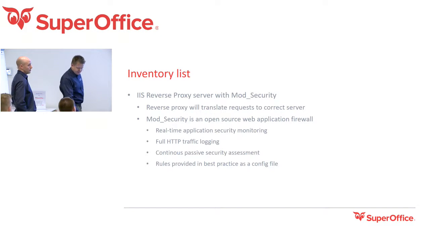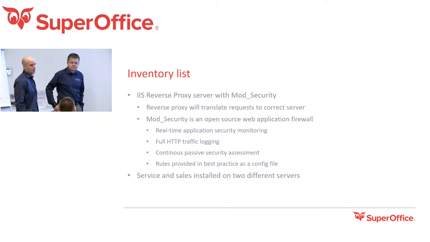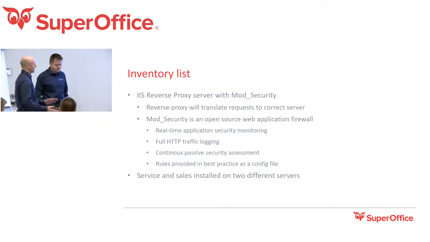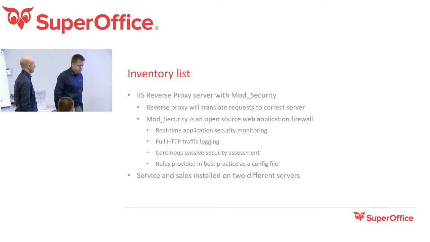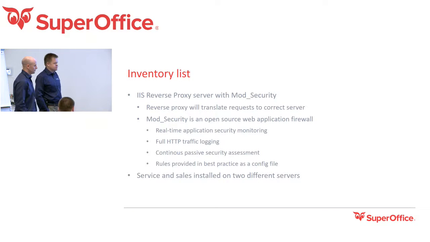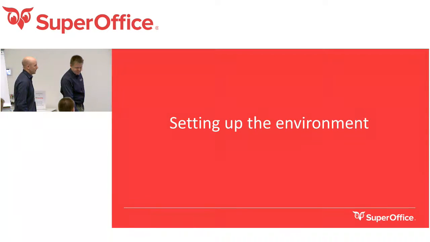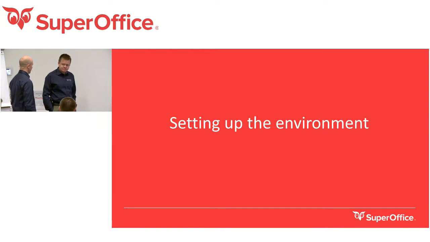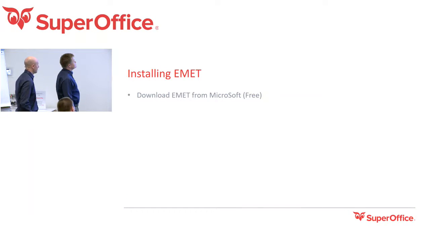That could be done, and if you have a log correlation system or some security center system, you have a lot of these SIEM solutions. They can probably parse this log and give you notifications. And of course, you need the service and sales installed on two different servers. Not free, but very cheap. And as we know, security is never free. If you have an alarm on your house, it costs money. So let's go through how we set up this environment.